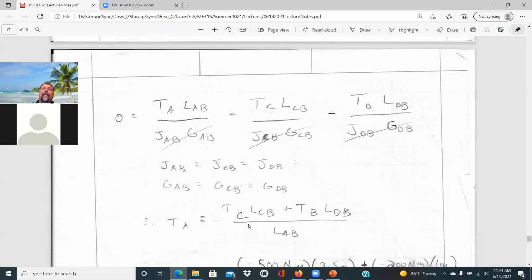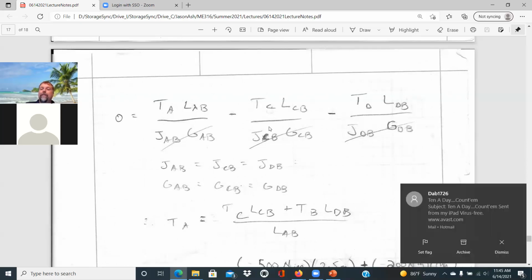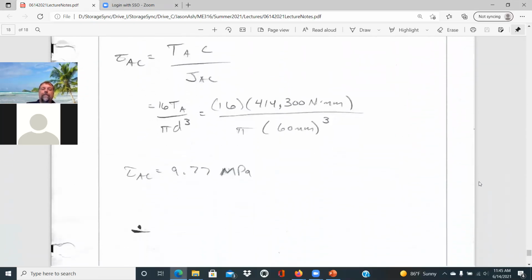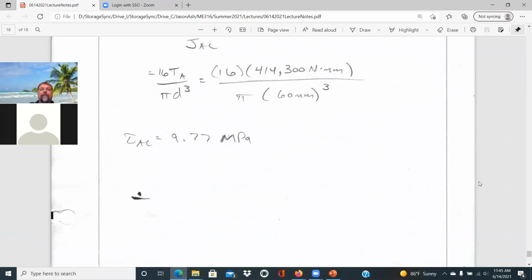If those values are given, I would probably recommend just plugging your values in and finding the quantity in front of TA. So work these out into numbers, and then it's easier to get that relationship, instead of doing the algebra with letters there first. But you can do the algebra with letters first if you want. And so with that, that gives your maximum shear stress. And so are there any questions at all?